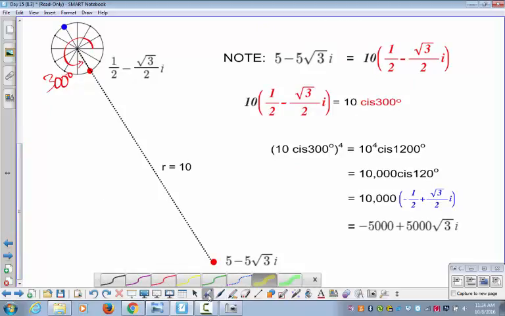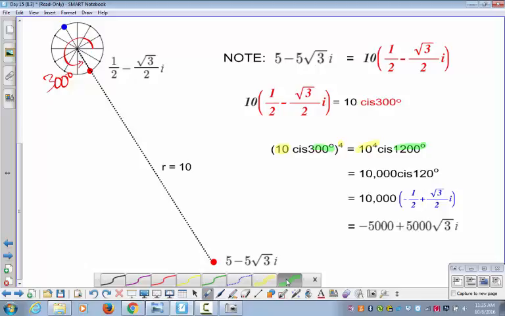We take the radius, raise it to the 4th power, take the angle, and multiply it by 4. 1200 is obviously more than 360, so we subtract off to get a coterminal angle that's within 0 to 360. So we subtract off 1080, and we get down to that. 10 to the 4th is 10,000.